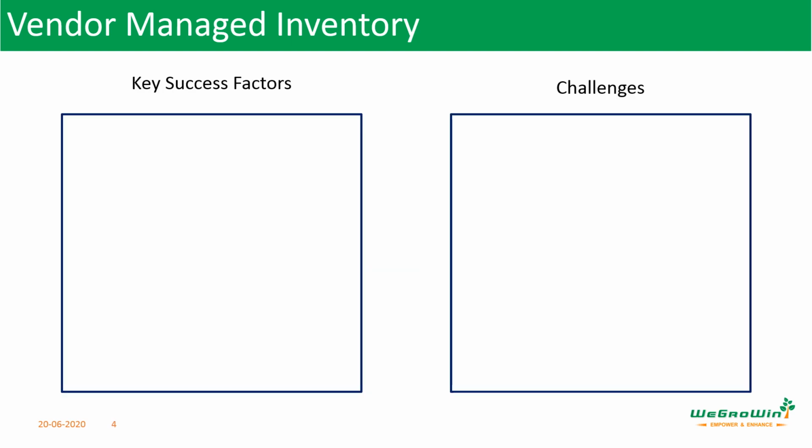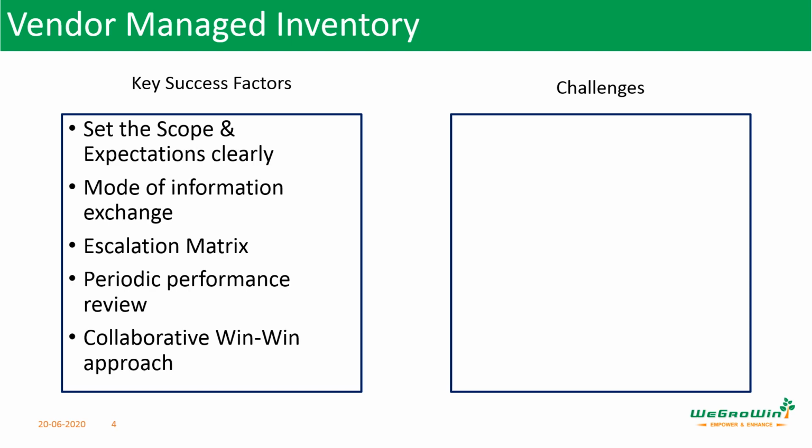When you talk about vendor managed inventory, for it to succeed there should be some key factors. At the same time, there are some challenges. So what are the key success factors? The scope and the expectations should be set clearly: what is to be done, what is the timing, what is the stock inventory level, and how it has to be filled. Those things have to be discussed. And then what is the mode of information exchange, how the information will be exchanged, right? And what kind of access will be given, those things have to be clearly established.